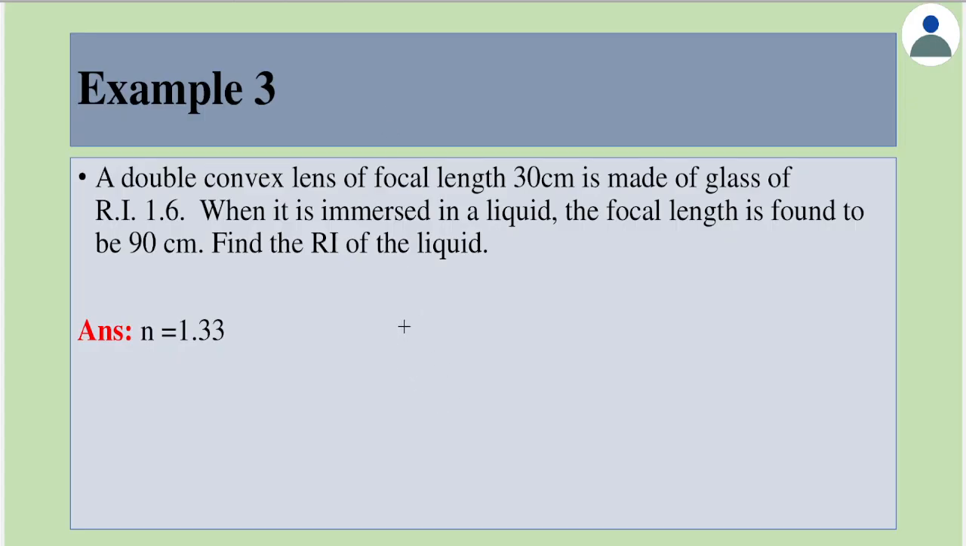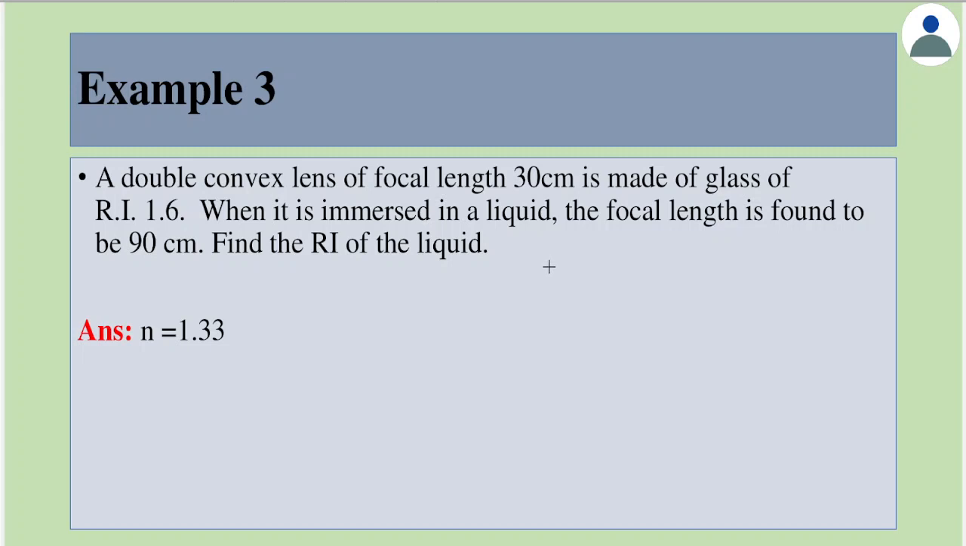Example 3 says a double convex lens of focal length 30 centimeter is made of glass of refractive index 1.5. Again here it is a convex lens. It is made of glass of refractive index 1.6. When it is immersed in a liquid, the focal length is found to be 90 centimeter. Find the refractive index of the liquid.